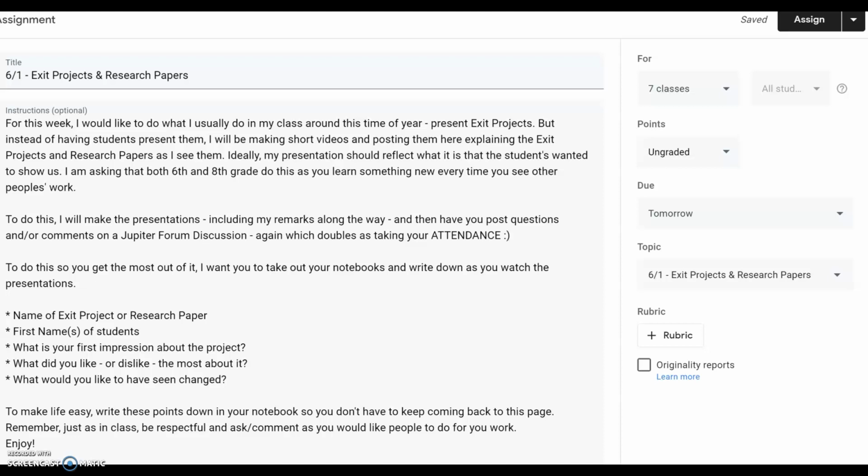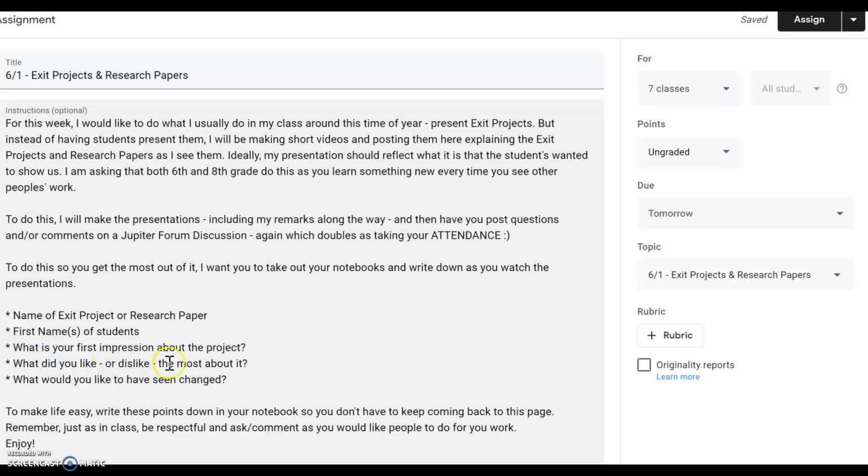And if you've read this Google assignment, I would like you to put down in a notebook the name of the exit project or the research paper. Today it's going to be two exit projects. First, the first name of the students. What's your first impression of the project? Whether you're looking at the name or you're looking at the idea or the graphics, whatever your first impression is about it.